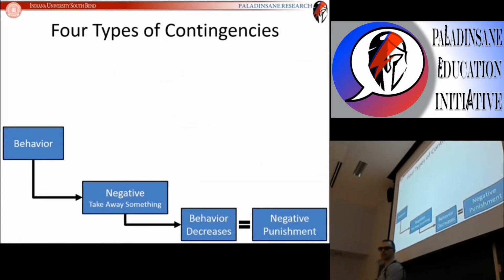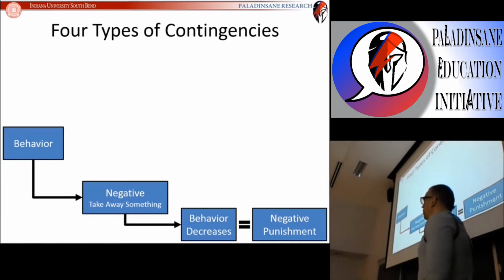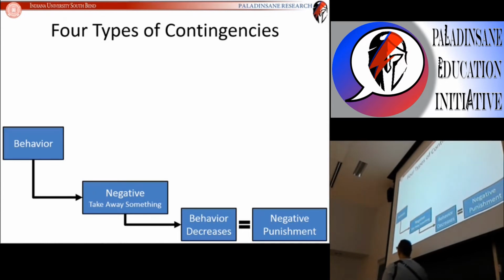So the first one we're going to take a look at is negative punishment. What was it that we saw in Harry's treatment where if Harry had a behavior, something was taken away, and as a result of that takeaway, that behavior actually decreased? That is negative punishment. So anybody remember what happened there? Yep.